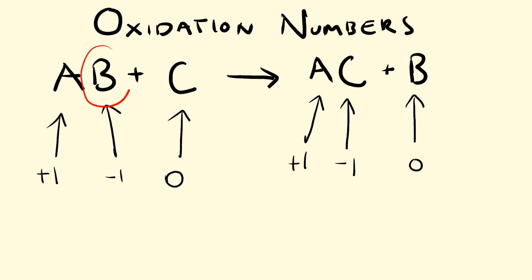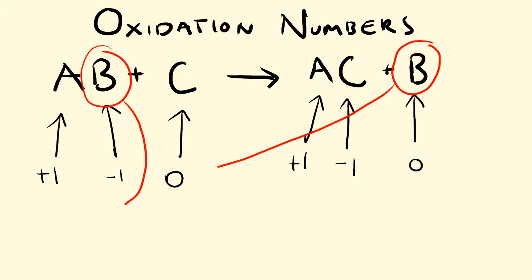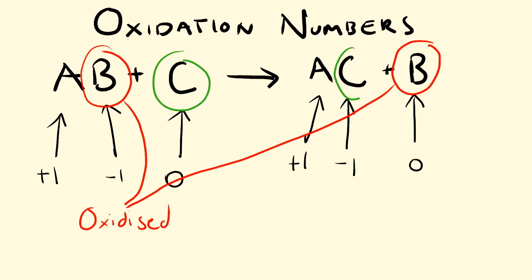If the oxidation number of a species changes in the reaction, then it must have gained or lost electrons to change its electron affinity. In a redox reaction, the species that loses electrons or increases oxidation number is said to have been oxidized. The species that gains electrons or decreases oxidation number is said to have been reduced.